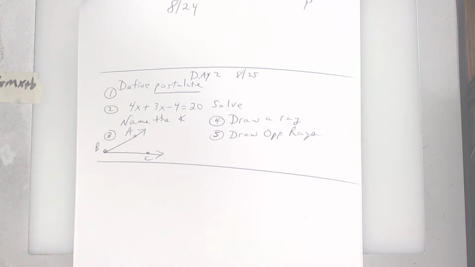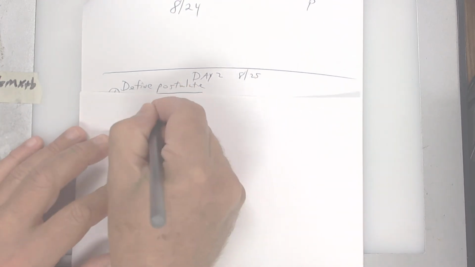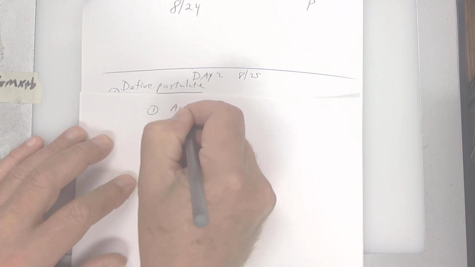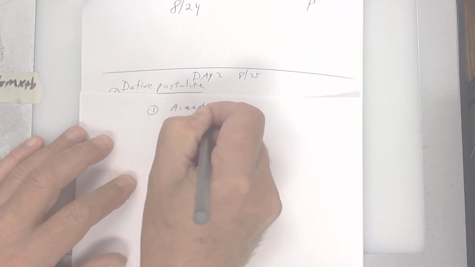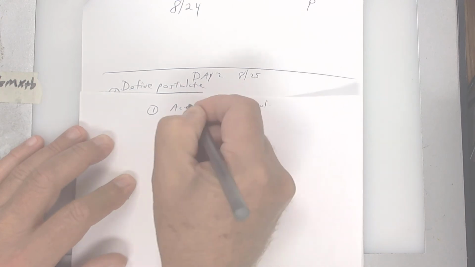Now I'm going to go ahead and include the geometry as well. So those of you who are in my Math for College Readiness, if you want to go over the geometry, that's up to you. All right, so look up here. Define a postulate. A postulate is accepted without proof. So accept it without proof.